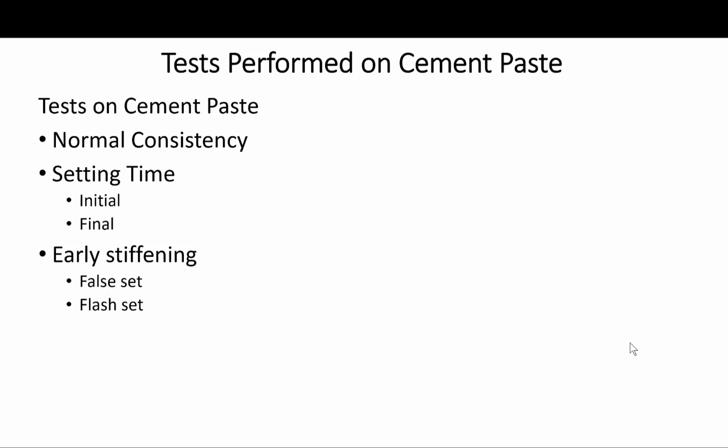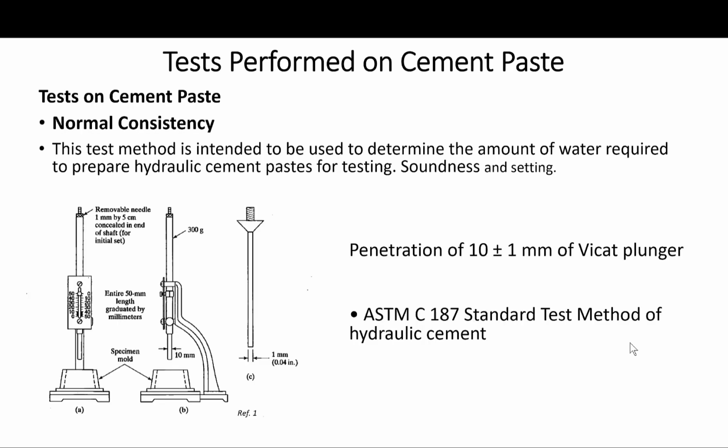Okay, so let's continue on the more tests on the cement paste. As I said, I'm going to talk about the normal consistency. This test method is intended to be used to determine the amount of water required to prepare hydraulic cement paste for testing soundness and setting and the other tests. We will look at setting time, initial setting and final, and we will define early stiffening, false set, and flash set. Okay, so normal consistency.